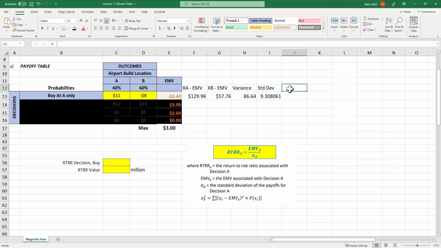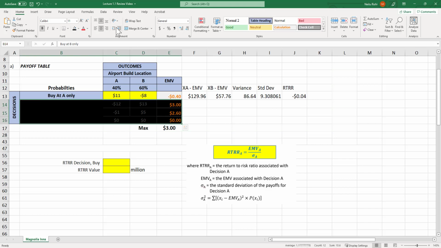The final step to calculating the RTRR for this decision would be to take the EMV for this decision, divide it by that standard deviation. And there I have the RTRR for this decision. Now I need to repeat this for the other decision.